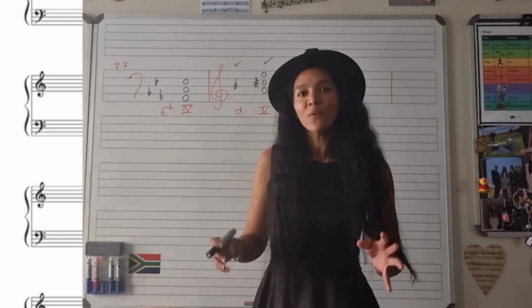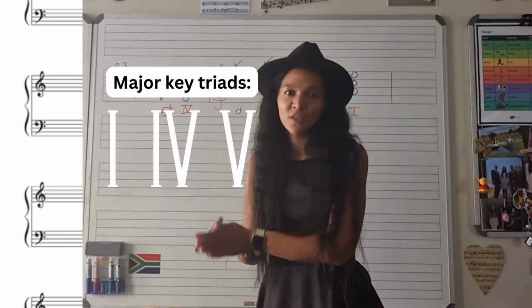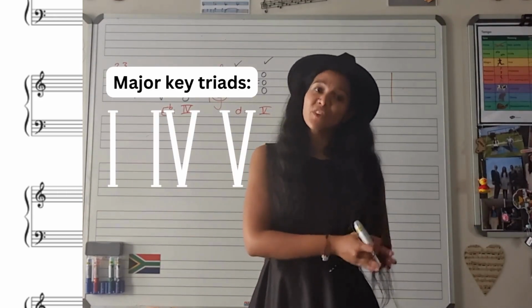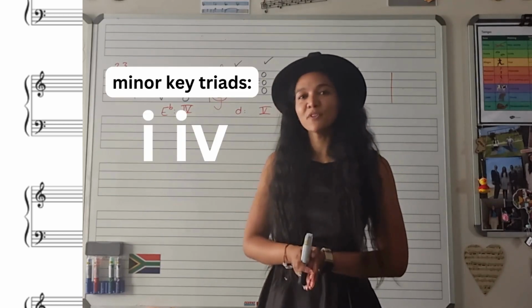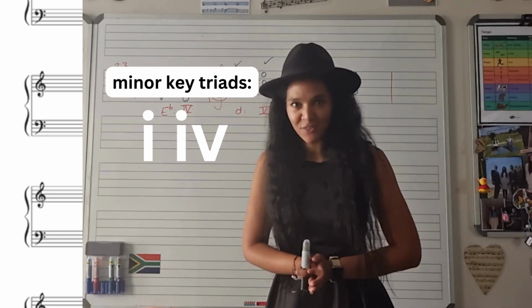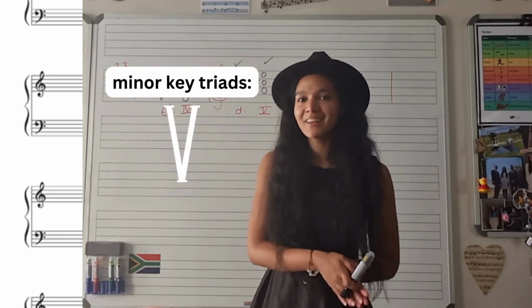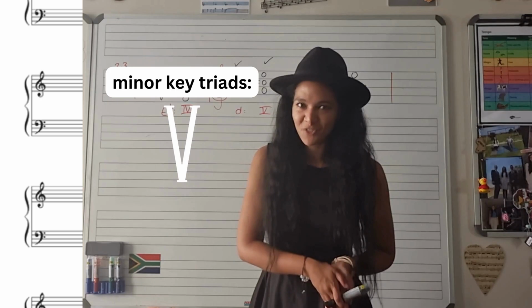And in summary, always remember that in major keys, your tonic, subdominant, and dominant are figured as major triads, and in minor keys, your tonic and subdominant triads are figured as minor triads, and your dominant triad will still be figured as a major triad.